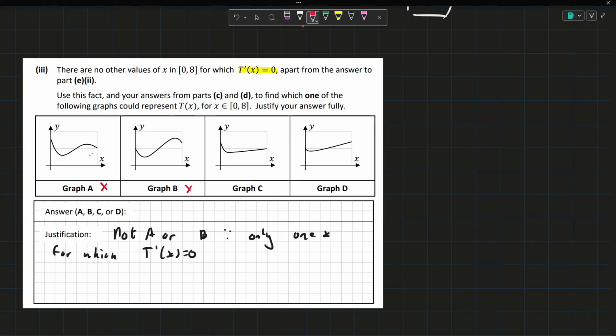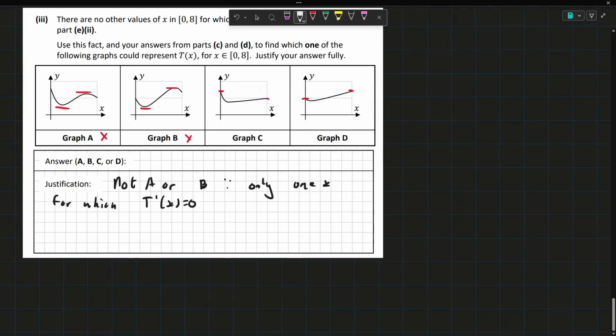So the fact that this has a minimum and a maximum, and so does this one, that can't really be the case. The only difference then between graph C and D, if you have a look at it, is that graph C starts higher than it ends, and graph D starts lower at the start and ends up higher. So basically, we know what the start point is, it's 0, and the end point is x equals 8. So we can just calculate these and see which one's bigger.